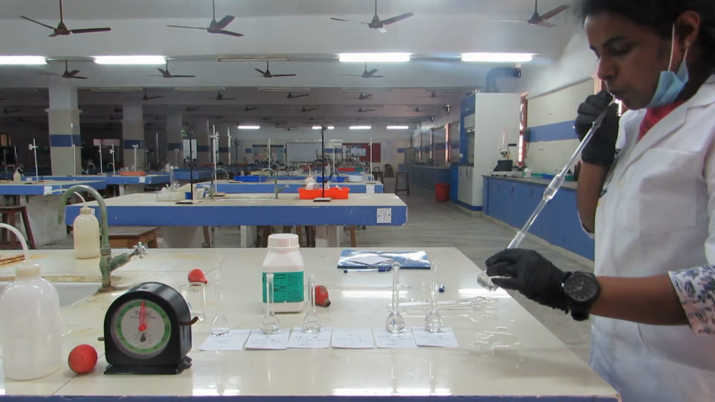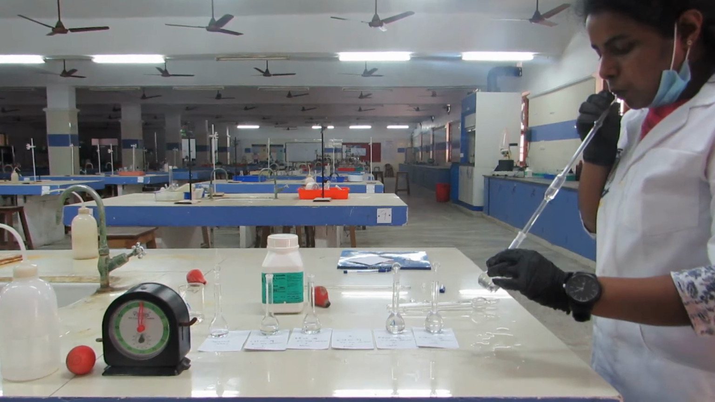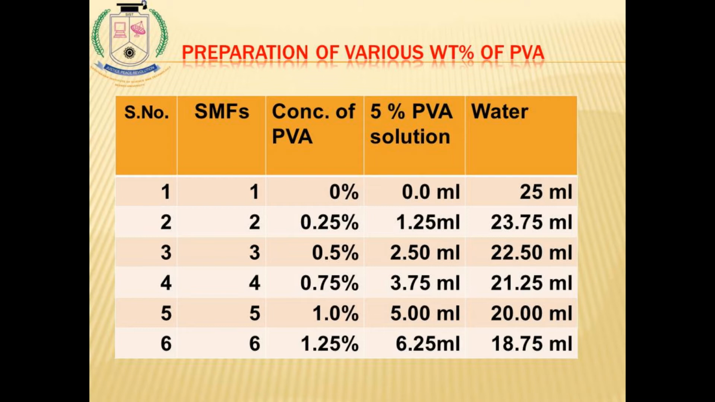First, we will prepare 5% polyvinyl alcohol. How will you make the 5% polyvinyl alcohol? Let us dissolve 5 grams of polyvinyl alcohol in water. Then you will get 5% polyvinyl alcohol.